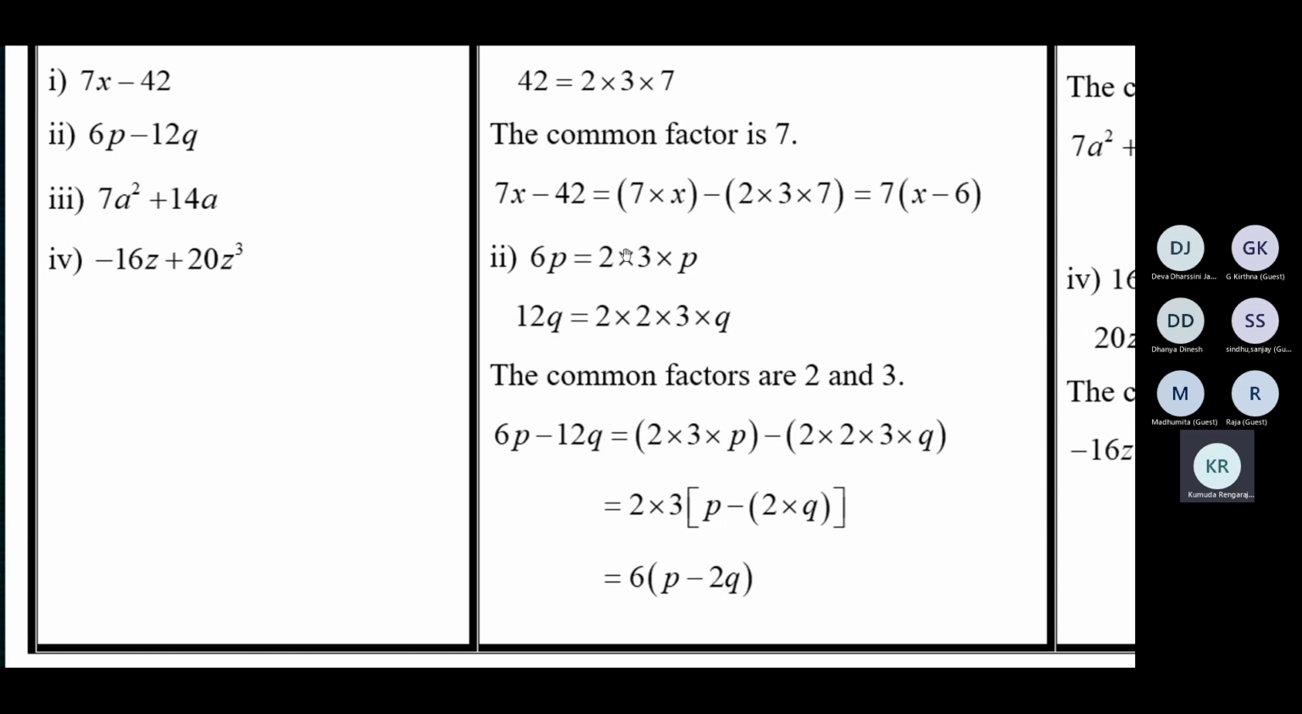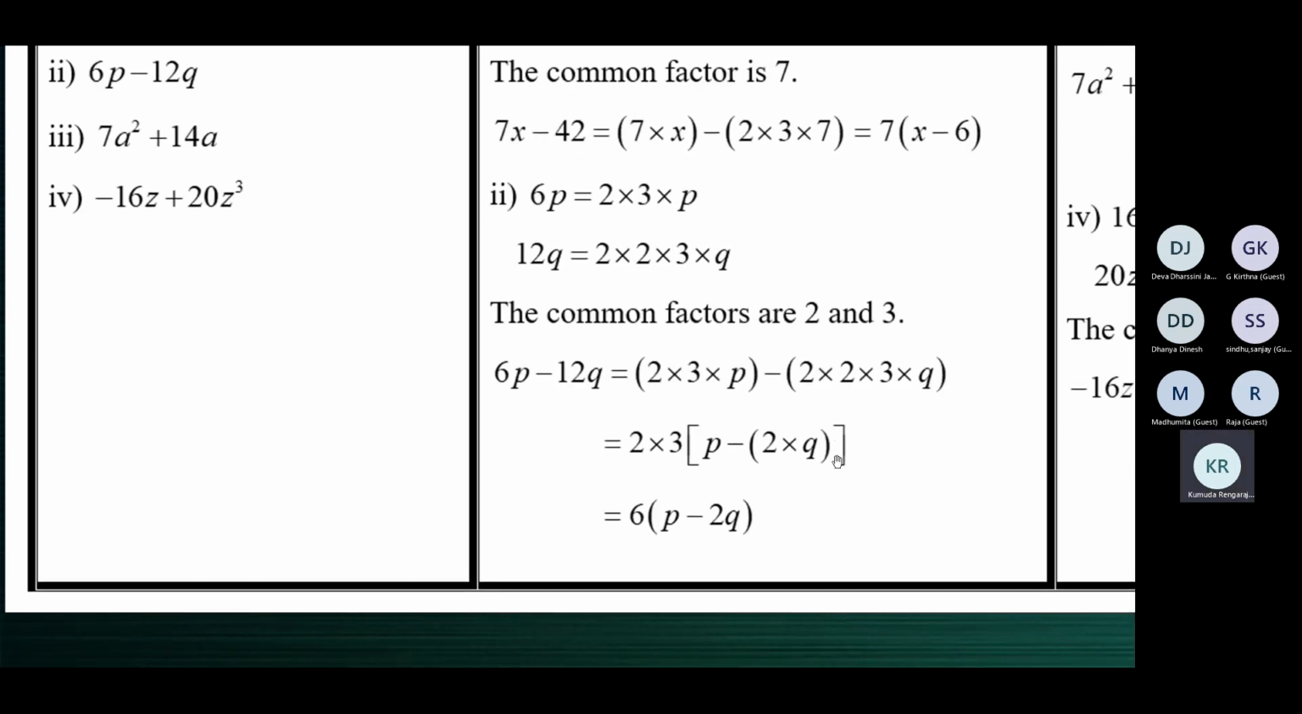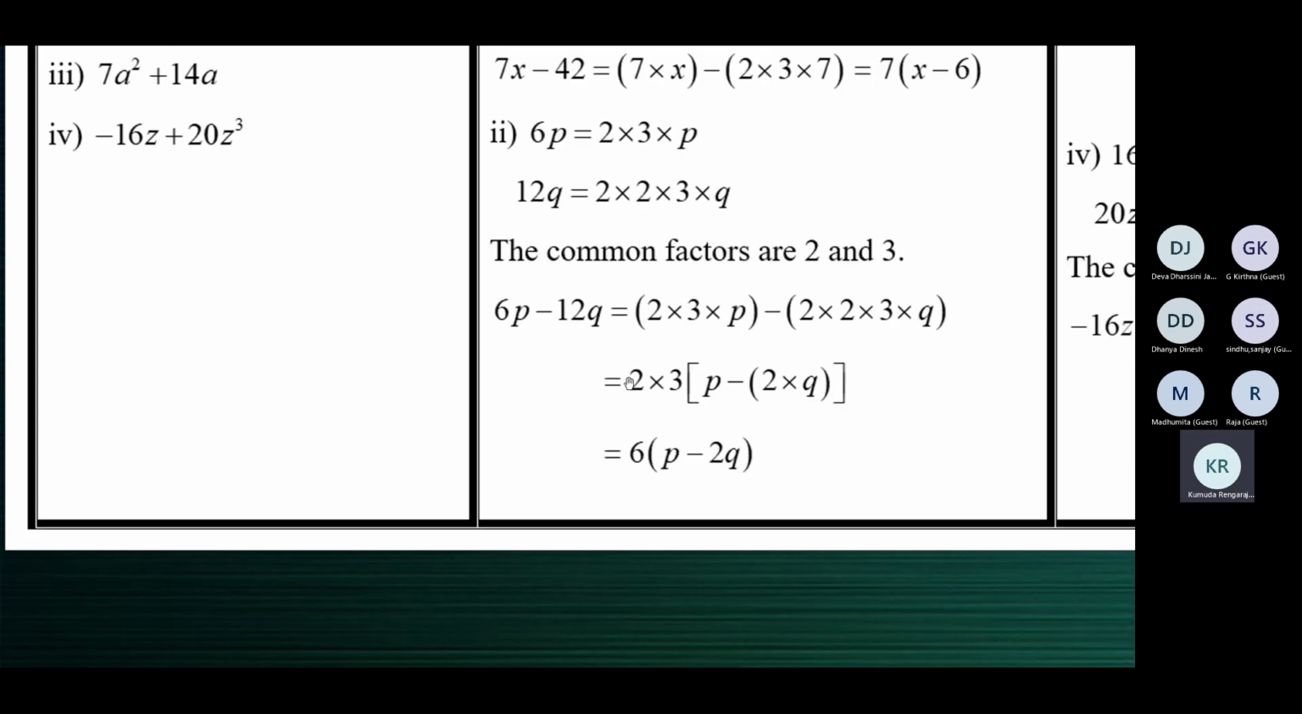Common factors: what is common between these two? 2 and 3, that's it. The common factors are 2 and 3. Now write the given expression 6p minus 12q. Instead of 6p, write 2 into 3 into p, minus, for 12q, 2 into 2 into 3 into q. And what is common? 2 into 3 is common. Bring it out.